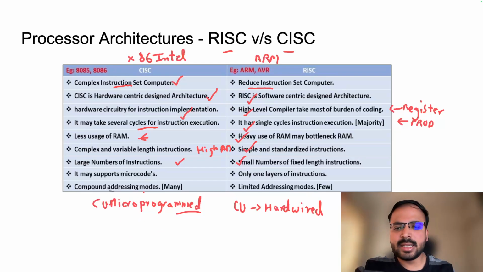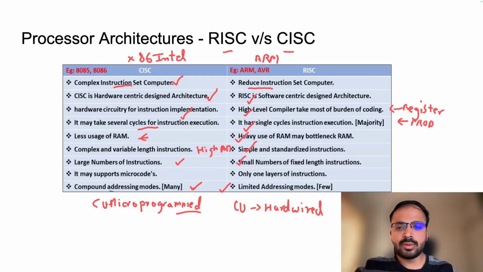And of course, addressing modes: how you take the operands and how you address them, memory to memory operations or memory to register operations. There are many examples of those addressing modes in CISC, therefore the instruction set is large and more complex. But in RISC there are few, it's fixed, and therefore the length of instructions is also fixed, while it is variable in CISC based architecture.